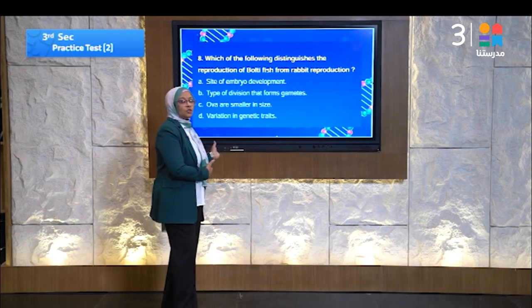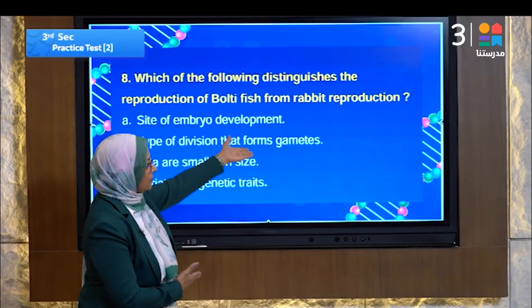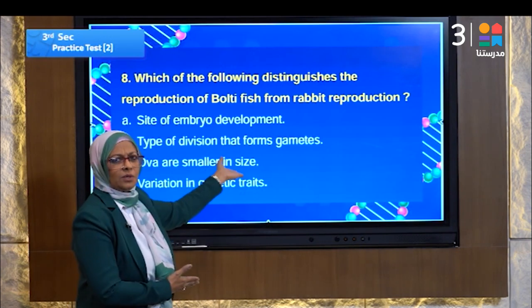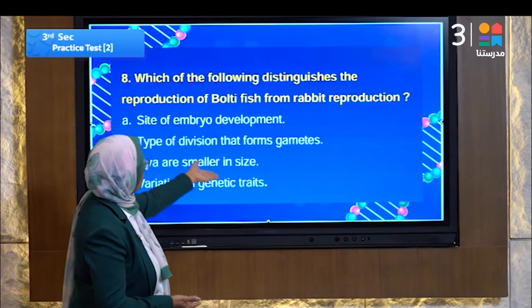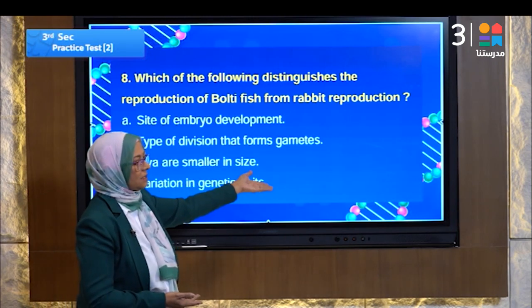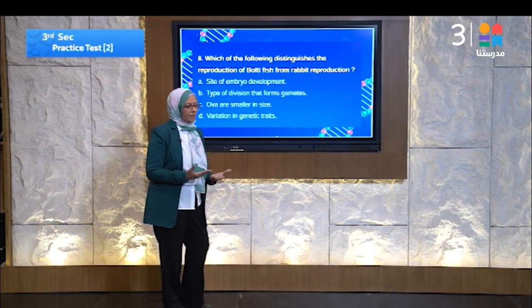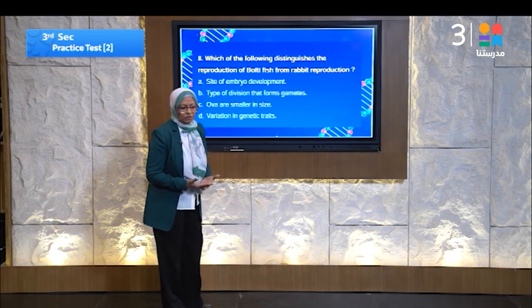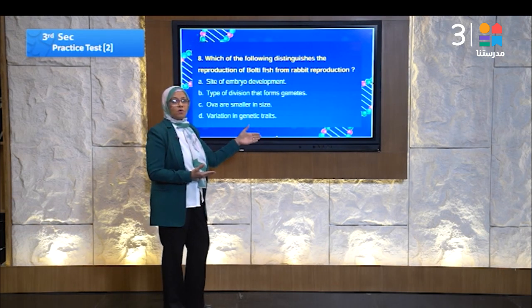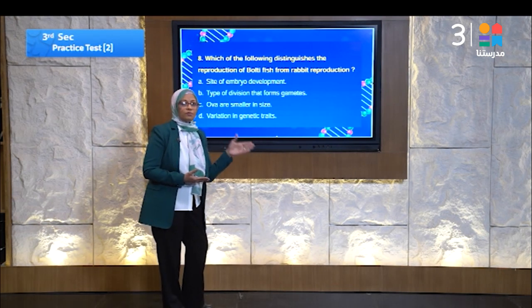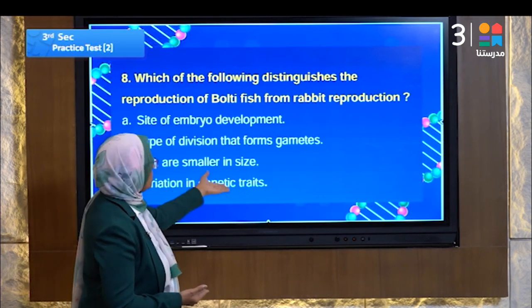Let's read the choices. Number A, site of embryo development. Site of embryo development, ovary. B, types of division that form gametes. It must be meiotic division. In all living organisms, meiotic division forms gametes with half the number of chromosomes. C, ova are smaller in size.